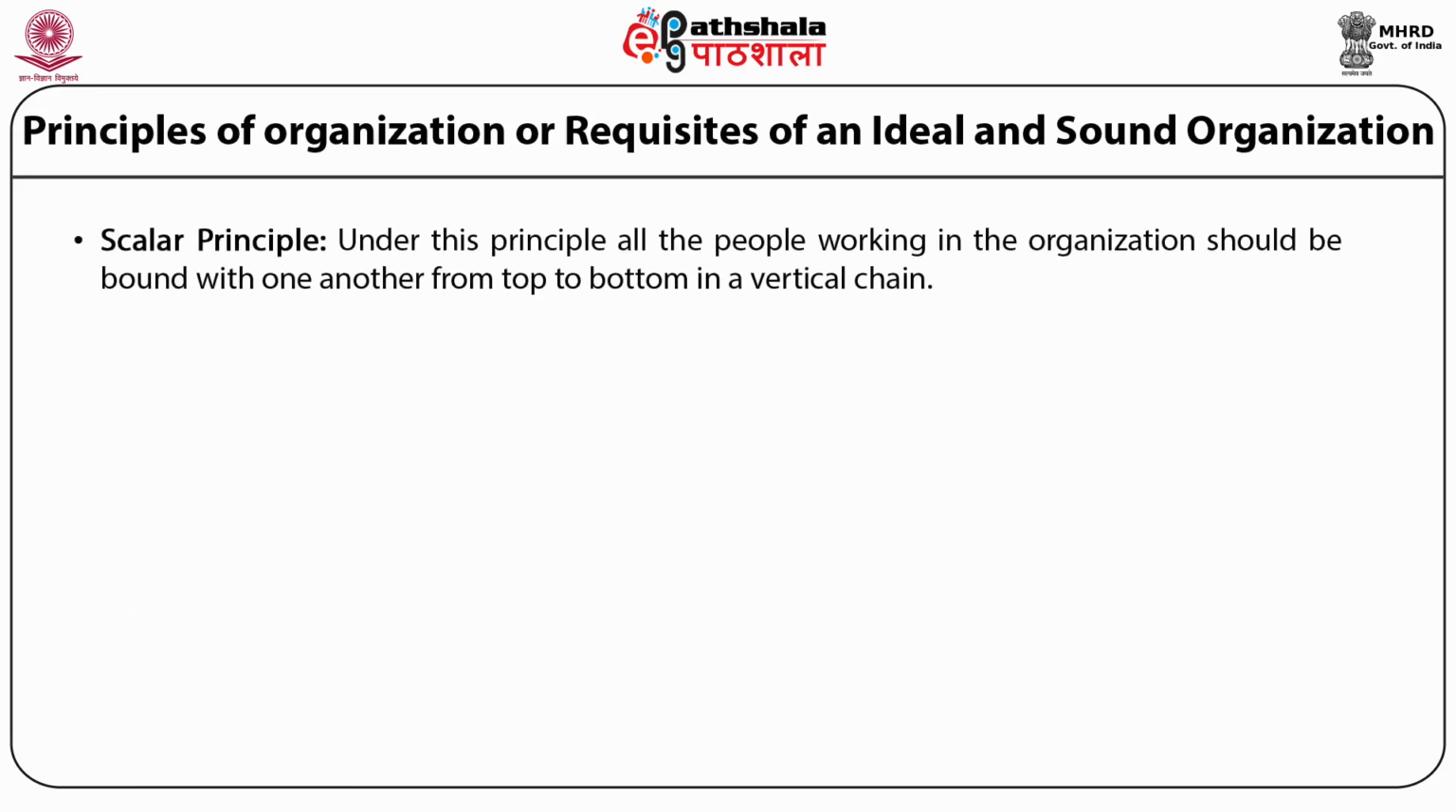Scalar principle. Under this principle, all people working in the organization should be bound with one another from top to bottom in a vertical chain. For example, board of directors, then general manager, then comes the departmental manager, below it comes the supervisor, then foreman, and at last the workers.